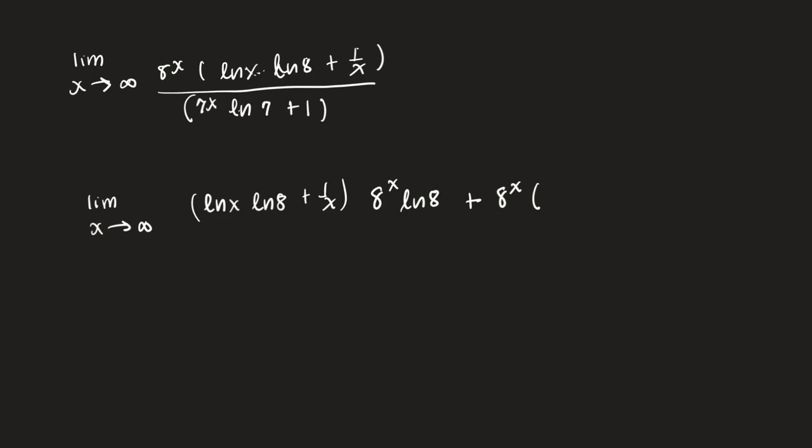So the derivative of ln of x is 1 over x, and ln of 8 is just a constant, so we'll just multiply by that constant. And the derivative of 1 over x is minus 1 over x squared, or minus 1 x to the minus 2.